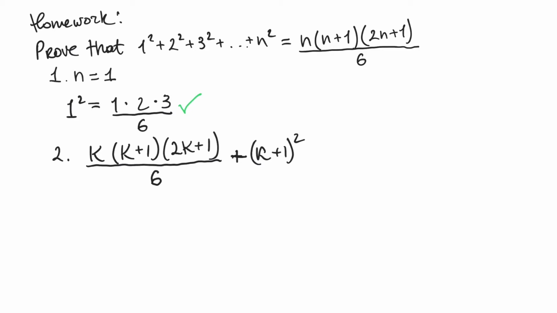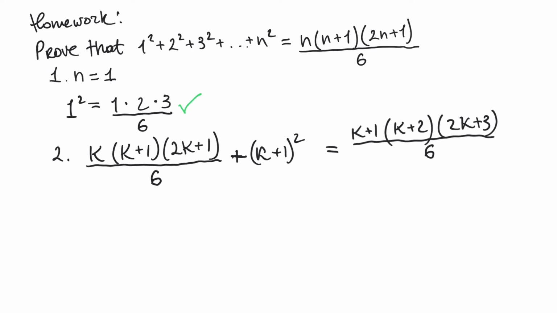And what that has to be equal to, what we have to prove, is that it's the same as this: k plus 1 multiplied by k plus 2 and multiplied by 2k plus 3 divided by 6. Let's try and do that and see if our results end up matching each other.